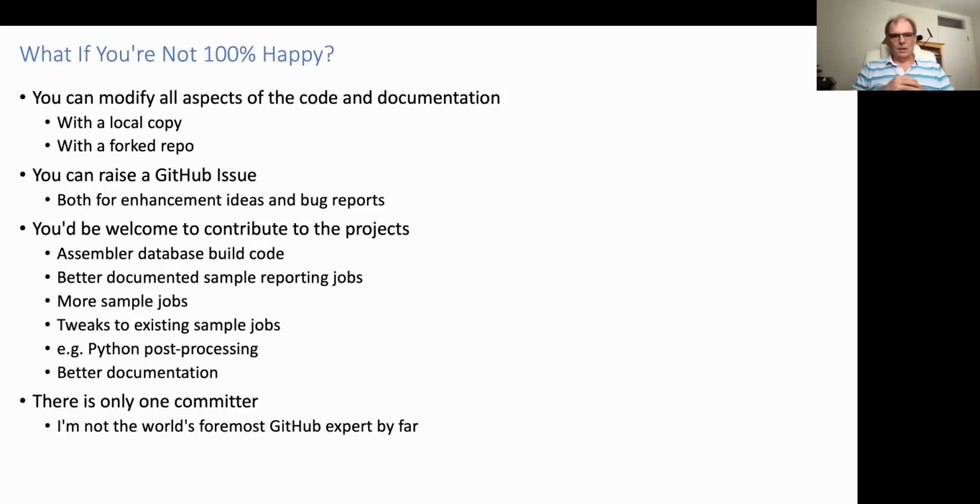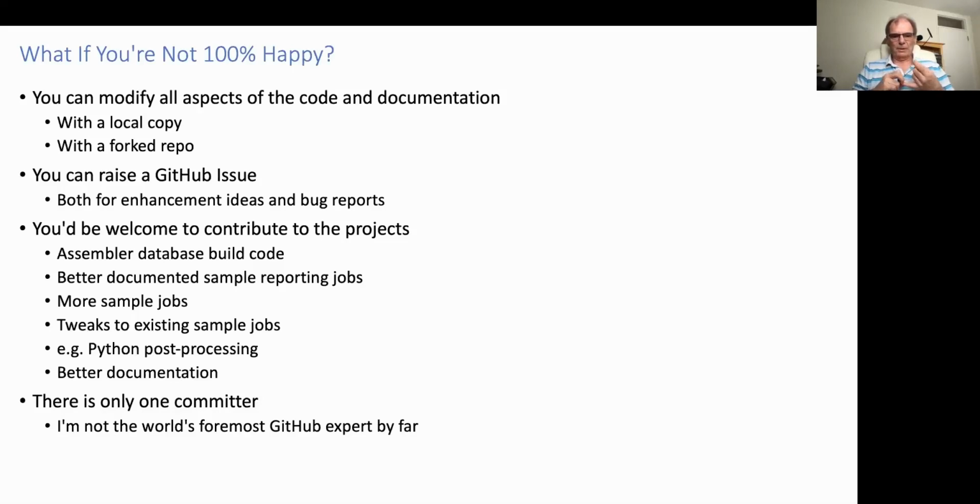Well, you can modify every single aspect of the code, and actually more to the point, particularly on the latter tool, the documentation. You can do it with a local copy. You can do it by forking the repo. The MIT license lets you do that. The GitHub mechanism lets you do that. Both of those, in fact. You could raise a GitHub issue. Very easy to do that, both for enhancement ideas and bug reports. You would be very welcome to contribute to either project.